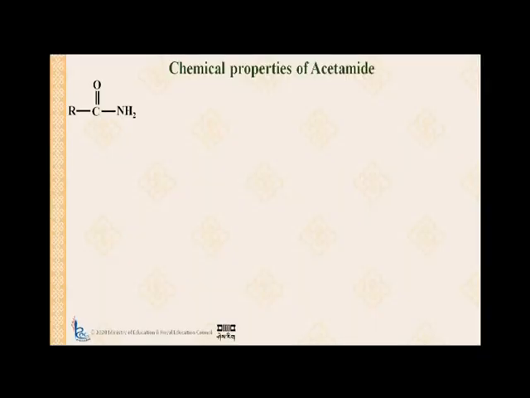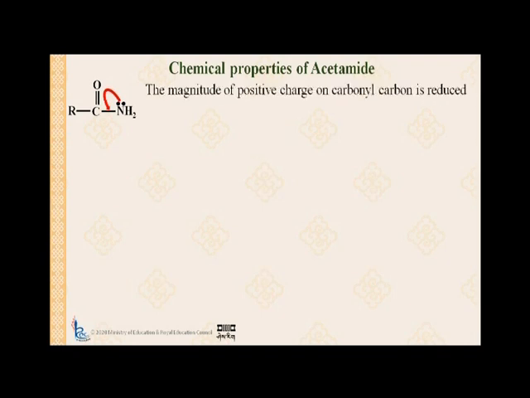Okay, let's look at the chemical properties of acetamide. As I said, the chemical properties of derivatives of carboxylic acid depend on the magnitude of positive charge present on the carbon. So here, the nitrogen of the amide contains a lone pair of electrons, and this lone pair of electrons can be delocalized, and as a result of the delocalization, the magnitude of positive charge on the carbonyl carbon reduces. And because of the reduction in the magnitude of positive charge on carbon, this acetamide does not readily undergo these reactions.